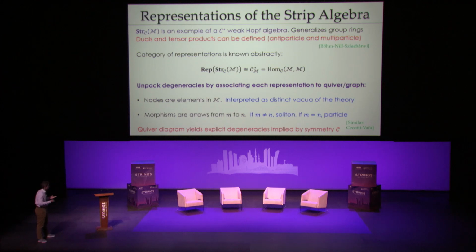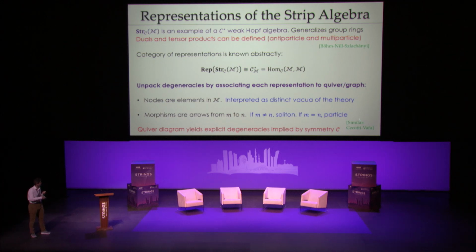So how can you unpack these degeneracies? Well, in any given case, you can compute what this is, and it's very useful to visualize these representations with a quiver or graph. How does this quiver look? Well, the nodes are elements in the module, and you should interpret those nodes as the distinct vacua in the theory. And the arrows are morphisms between the vacua, and how are they interpreted? Well, if the nodes are distinct, then that arrow is a soliton, and if the nodes are the same, then that arrow is a particle.